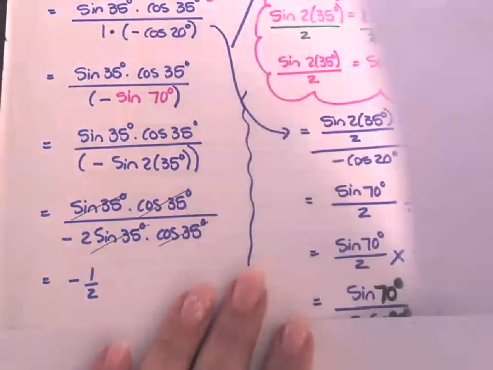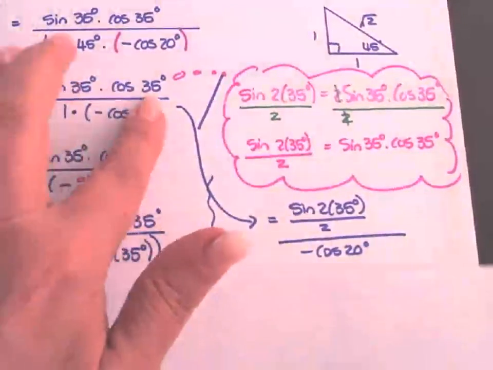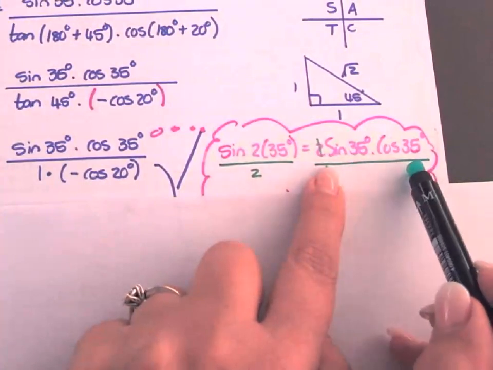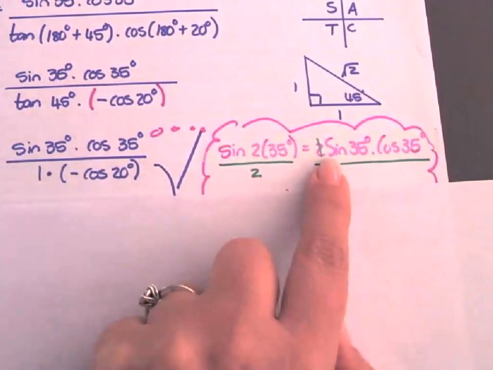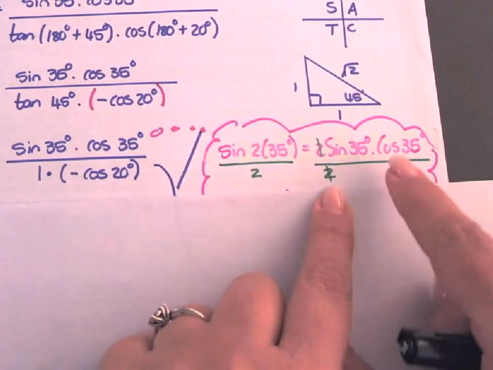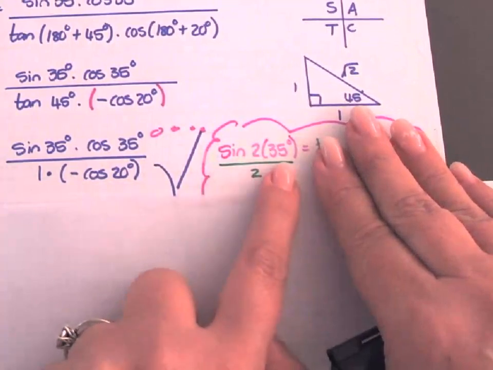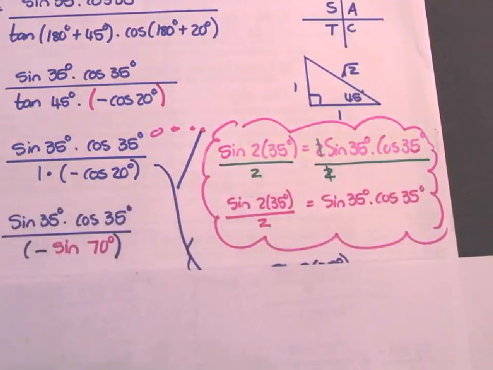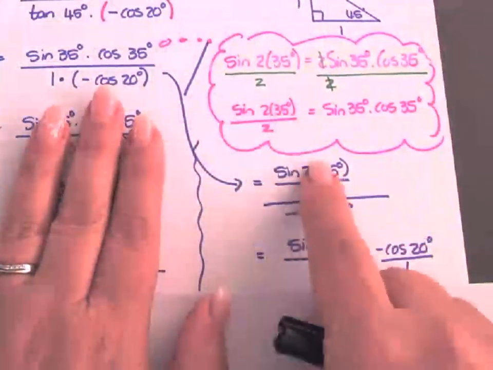Or you can do it this way. I see that sine 35 cos 35 looks similar to 2 sine 35 cos 35. That 2 is not there. So I write the 2, but I immediately have to divide by the 2 as well. So this part is actually sine 2 times 35 divided by 2. Are you with me? Okay. So I'm going to write that part as the numerator.